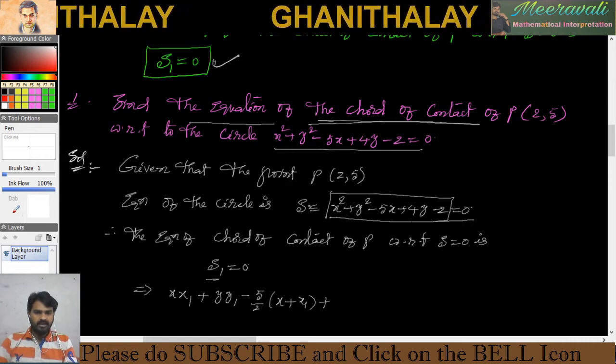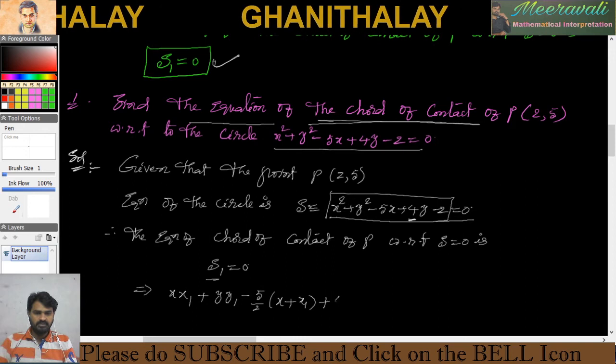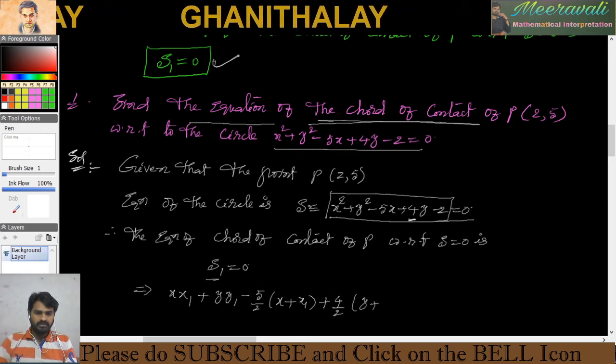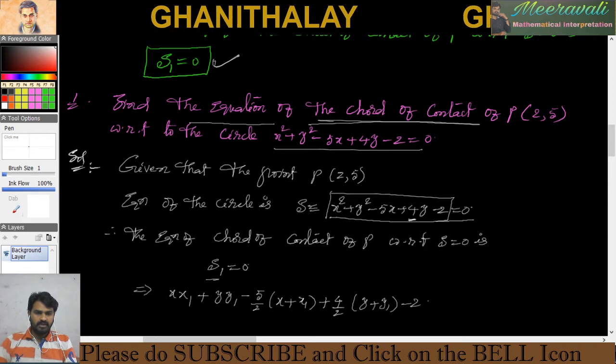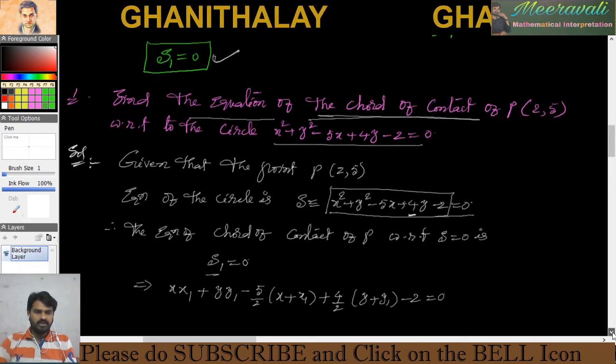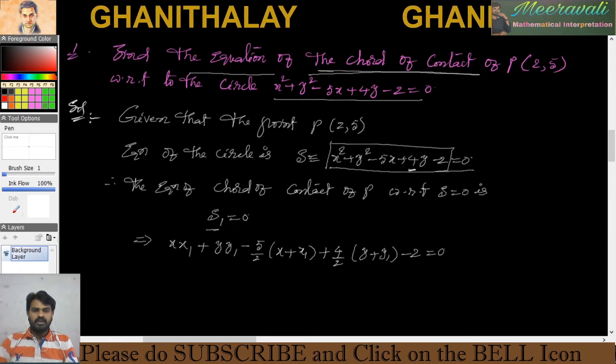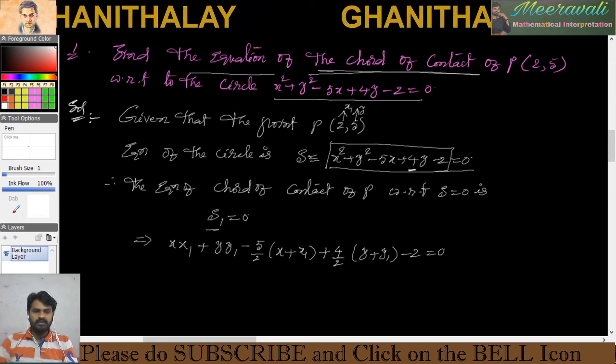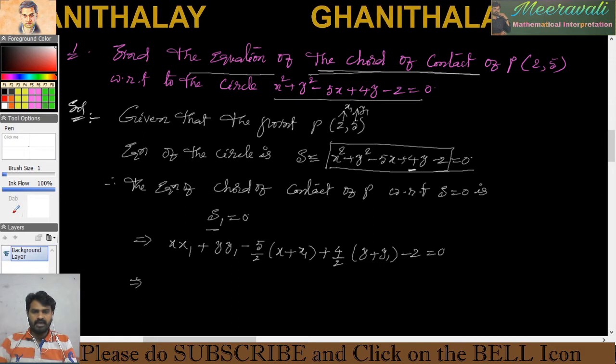Next, the y coefficient here is 4. It becomes half of the y coefficient, so you will get y plus y1. Now the constant will be taken like that. Then take the point x1, y1 and put x1, y1 as 2 and 5.